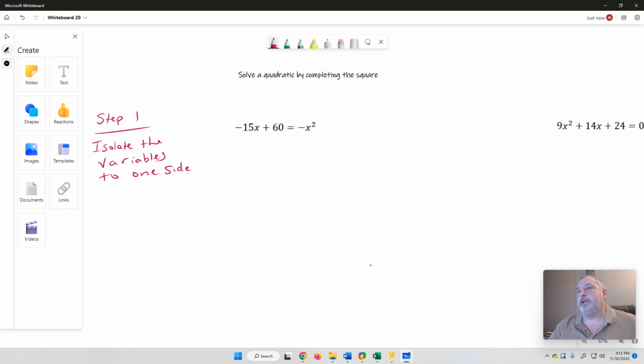So in this case, we're looking at this first example here. I want to get my variables to one side. So I'm going to move my x squared term over here. I'm going to move this 60 to the opposite side. Why do I do it that way? Because I want my x to be positive and I want my number to be on the opposite side. I'm going to add x squared to each side. I'm going to subtract 60. Okay, so that's the first step.